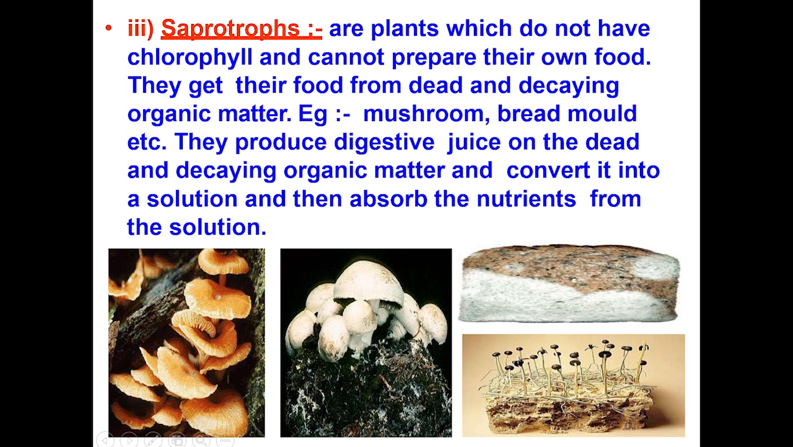These organisms are called fungi. They have a different mode of nutrition. They secrete digestive juices on the dead and decaying matter and convert it into a solution. Then they absorb the nutrients from it. This mode of nutrition in which organisms take in nutrients in solution form from dead and decaying matter is called saprotrophic mode of nutrition. Plants which use saprotrophic mode of nutrition are called saprotrophs.